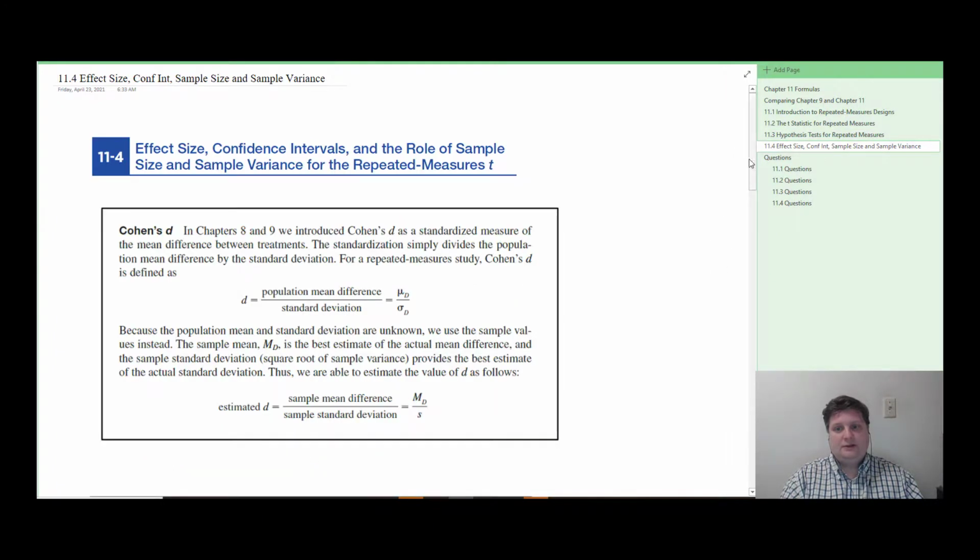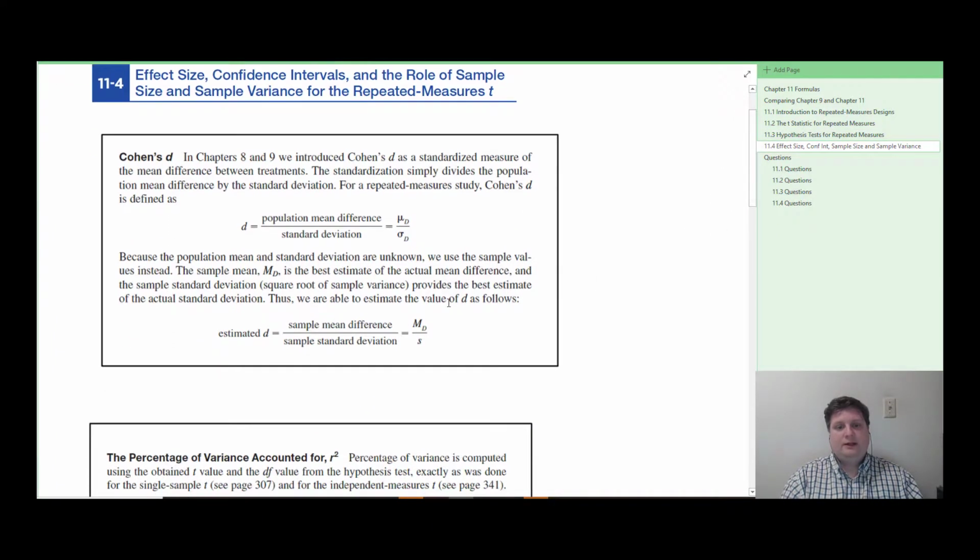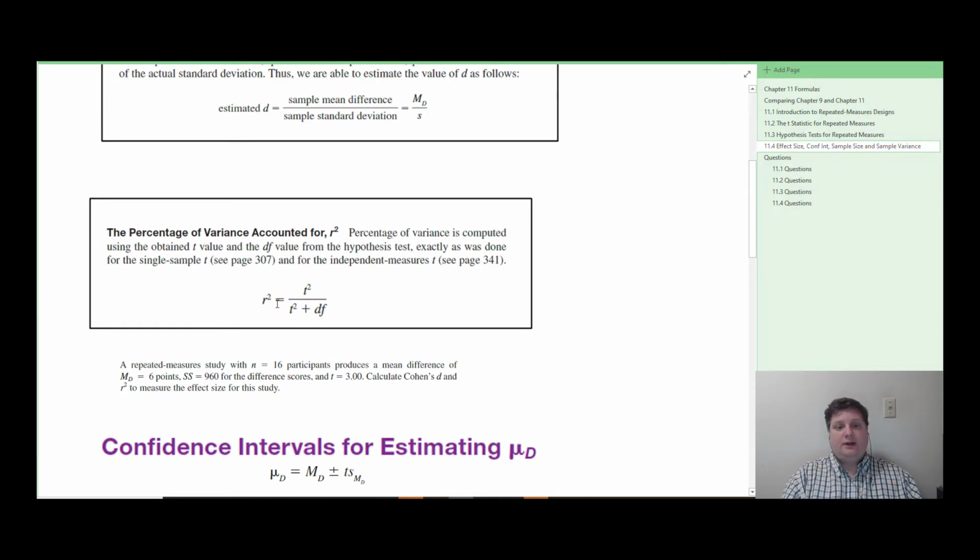Effect size, there's not much difference at all. Here's the key thing right here. To find Cohen's d, it's always the difference between the two means divided by the standard deviation. And here d is the average of the difference scores divided by the standard deviation of the difference scores. Percentage of variance accounted for is the exact same thing, as are confidence intervals.